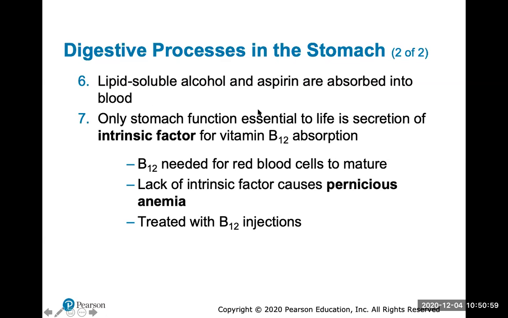The only stomach function essential to life is the secretion of intrinsic factor for vitamin B12 absorption. Vitamin B12 is needed for red blood cells to mature, and lack of intrinsic factor causes pernicious anemia, which is an autoimmune disorder, and you can be treated with B12 injections.